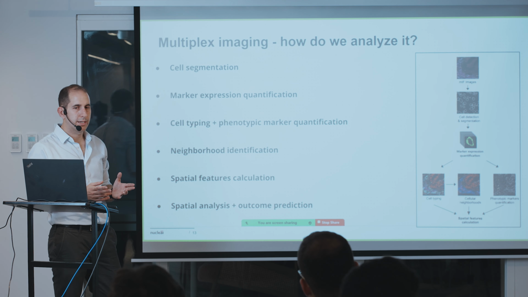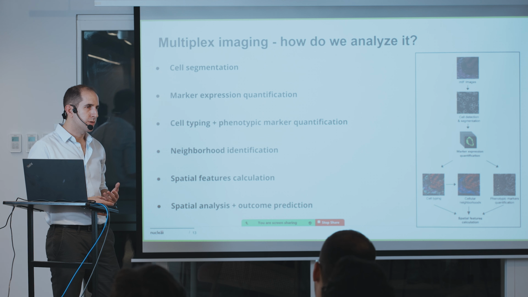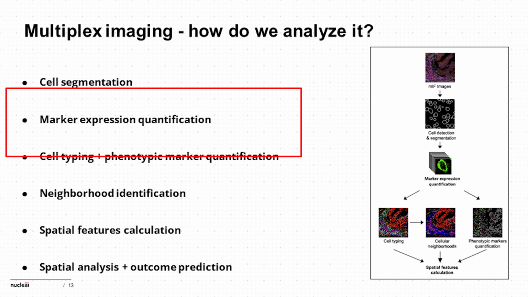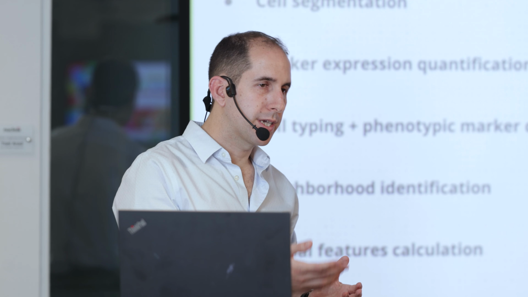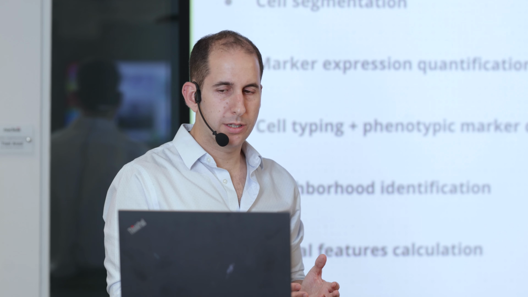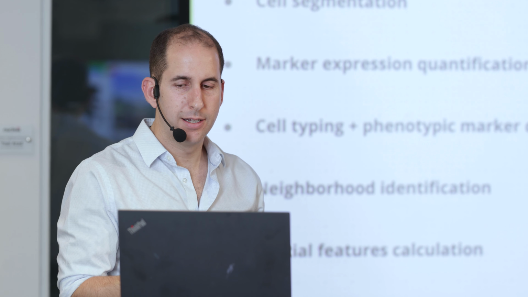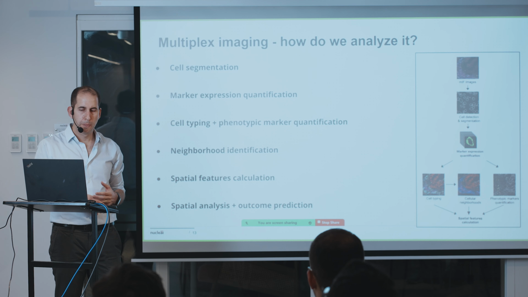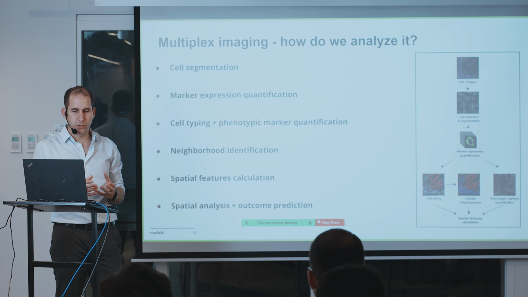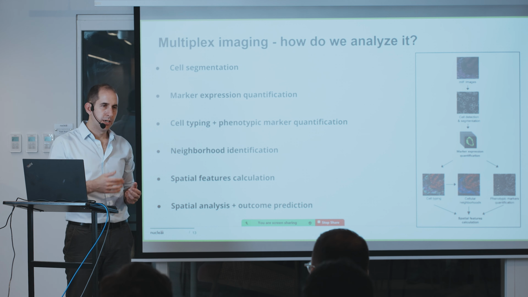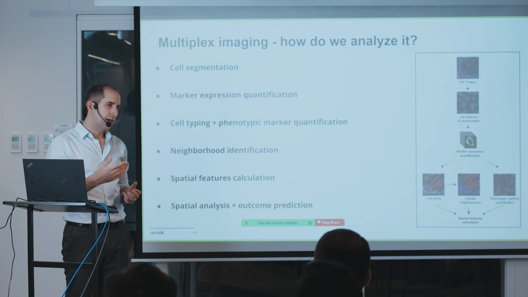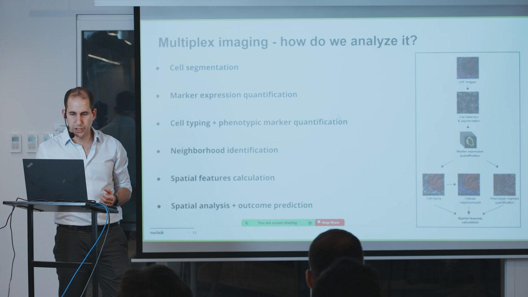So it first starts with cell identification. So we do cell detection and segmentation. Once we have the cells, we quantify for each marker its expression within the segmented cells. So we have the marker expression quantification. And once we have that, we can perform cell typing. From the cell typing, we can do neighbor identification, which I will not go into in this lecture. And we can also add this data with the phenotypic marker quantification. And we can use all of these inputs to build our spatial features and to perform a spatial analysis and to correlate it with outcome prediction.